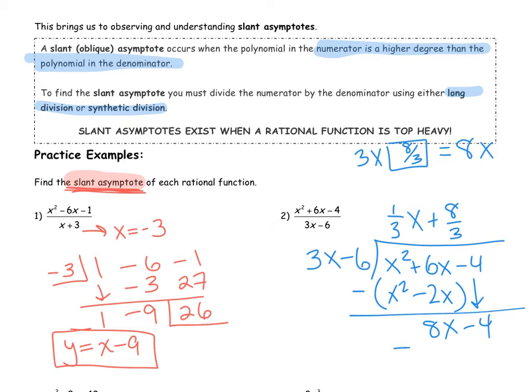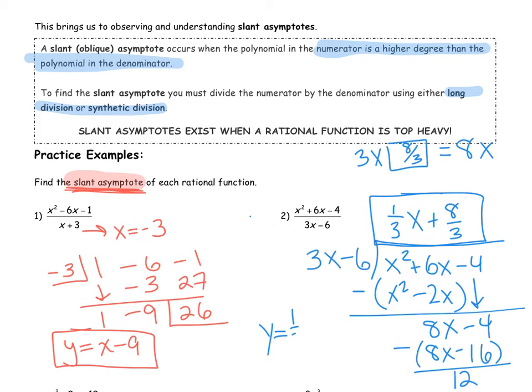So, what is my final equation? Here is my final equation right here. So that would be the equation for the slant asymptote for this example. I'm just going to rewrite this as y equals 1/3 x plus 8/3. All right, so that's my slant asymptote for number 2.